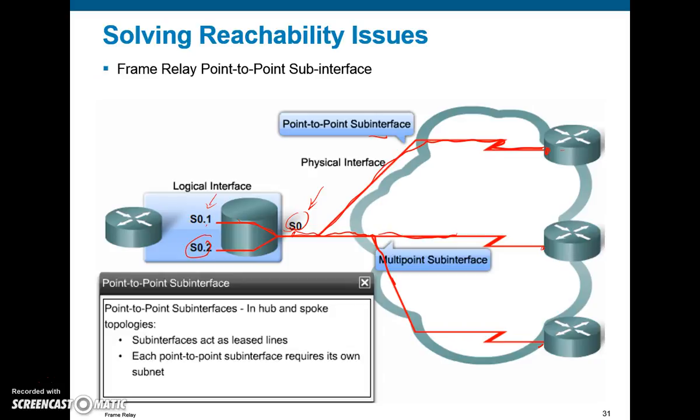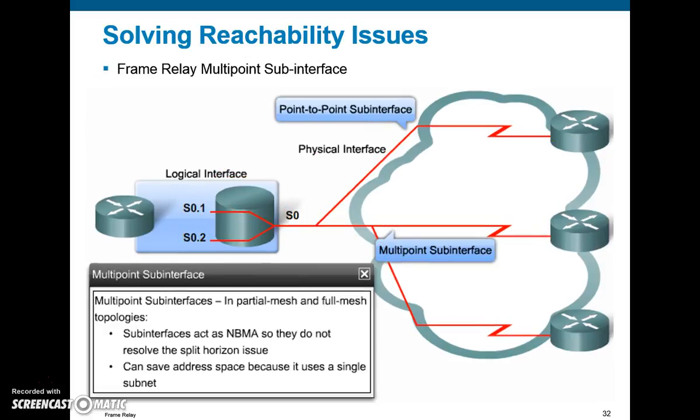Obviously, if you are using a point-to-point sub-interface, it solves the split horizon problem, because if I receive an update from this sub-interface, I can send the update out to another sub-interface. If you are using a point-to-multipoint sub-interface, then it doesn't solve the split horizon problem, because a routing update from this interface going here will not be forwarded out from the same sub-interface to the other router. So that's the difference between point-to-point and multipoint sub-interfaces.